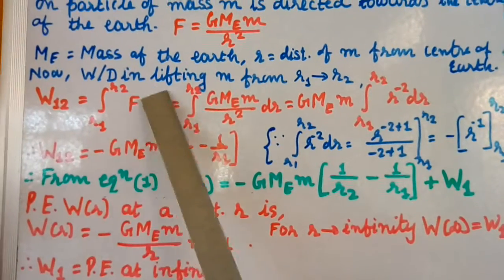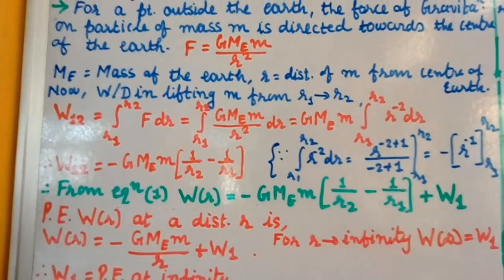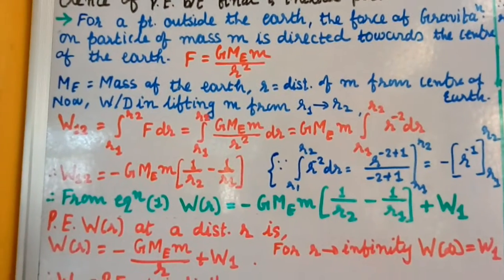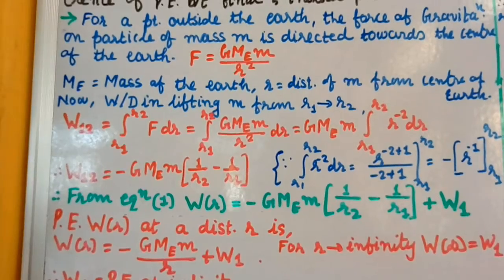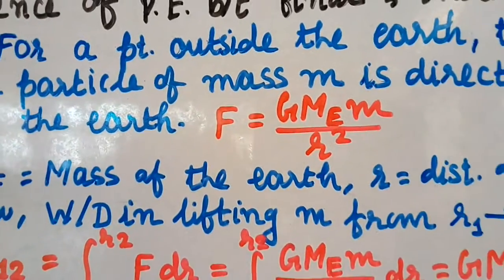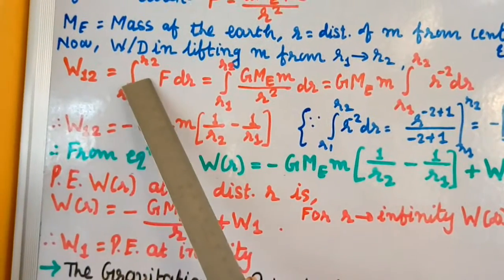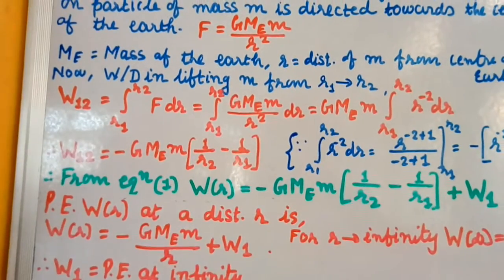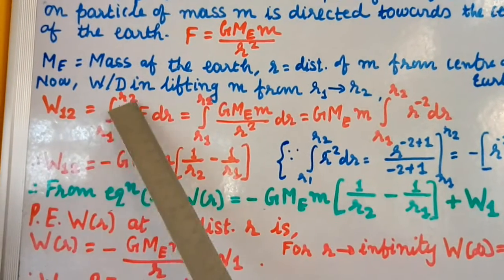Now work done in lifting m from r1 to r2. This r1 to r2 we will take as vertically upward. So we are going to calculate the work done in lifting mass m from r1 to r2 with this force. The force we will consider is F equal to G M_E m by r square. So work done W12 equal to integral r1 to r2 F dr. So when you are doing the work done, here we are going to do integration.